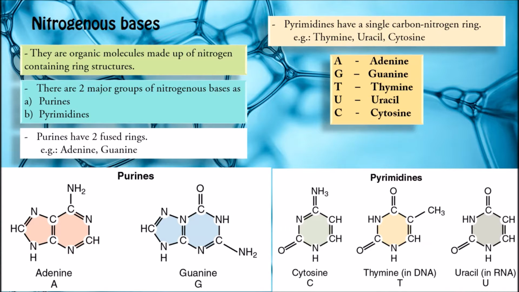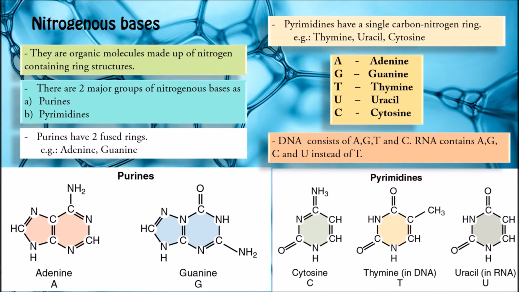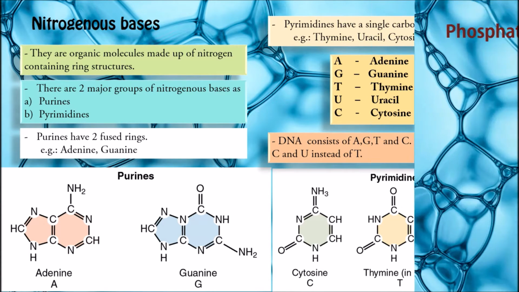Bases are commonly represented by letters: A for adenine, G for guanine, T for thymine, U for uracil and C for cytosine. Each base has a unique structure with various functional groups attached to it. Nucleotides of DNA contain adenine, guanine, thymine and cytosine. In RNA nucleotides, they also have adenine, guanine and cytosine, and they have uracil instead of thymine.